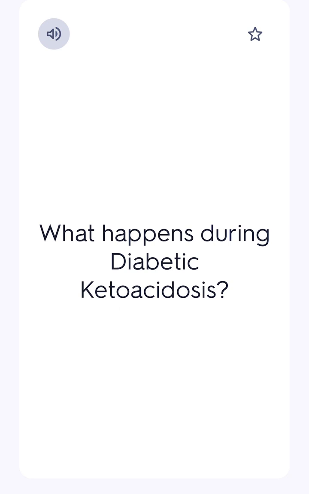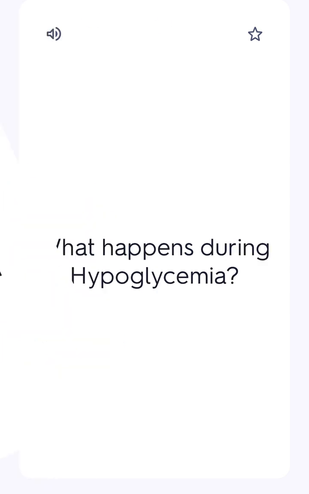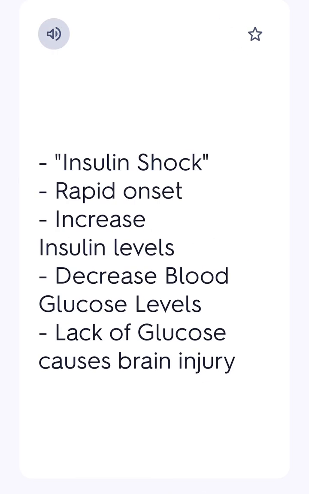What happens during diabetic ketoacidosis? Decrease insulin levels, increase blood glucose levels, cells become glucose depleted, metabolic acidosis ensues. What happens during hypoglycemia? Insulin shock, rapid onset, increase insulin levels, decrease blood glucose levels, lack of glucose causes brain injury.